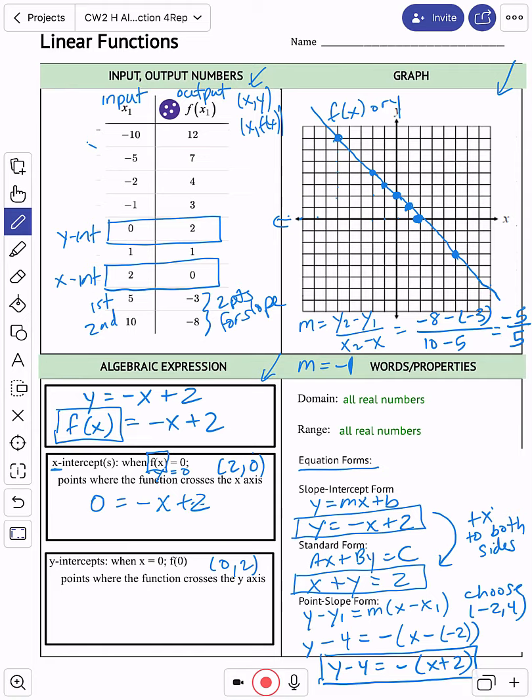I want to solve for x. So I'm going to subtract 2 from both sides. I'm going to multiply both sides by minus 1, and I'll find that x equals 2, which matches what we knew.